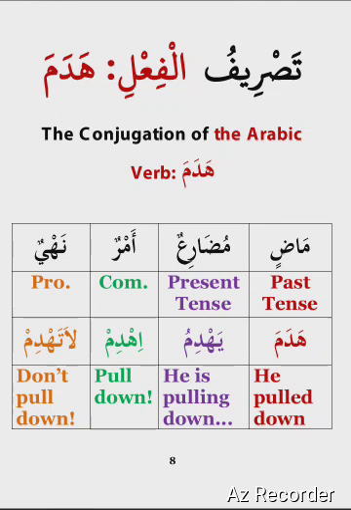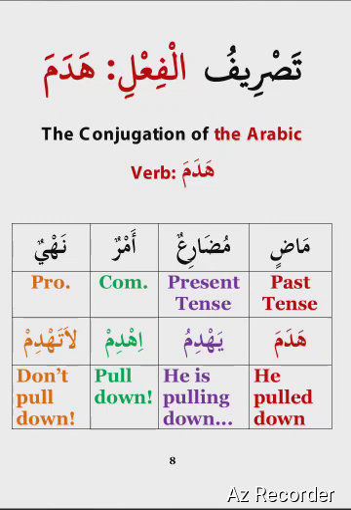يهدم, he is pulling down or he is demolishing. So the amr is ihdim. Remember, amr is taken from mudari'. Once you know your mudari', you can easily derive amr from it. So the amr from yahdimu is ihdim. Just remove the ya' in mudari' and replace it with alif al-wasl. So ihdim is the amr.